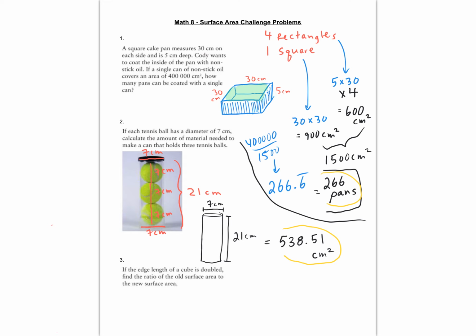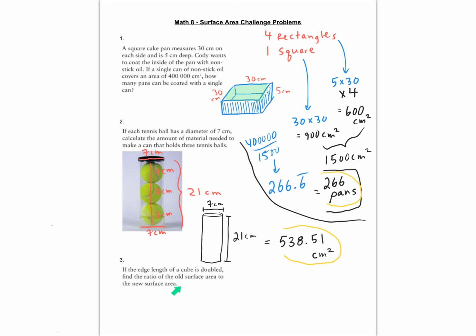And the last one here, number 3, says, if the edge length of a cube is doubled, find the ratio of the old surface area to the new surface area. So a ratio is a comparison of things. So someone might be twice as big as someone else, so then the ratio of the people we're talking about would be 2 to 1, right? Or something might be half as big as the other thing, and then we can figure out the ratios that way. So basically all it's saying is, if we know the edge length of a particular cube is doubled, what is the ratio of the old to the new in terms of the surface area?